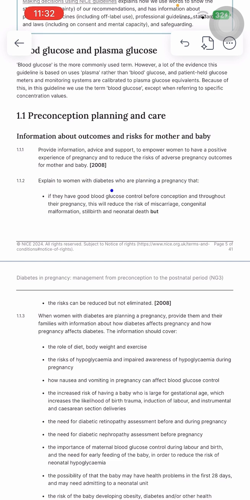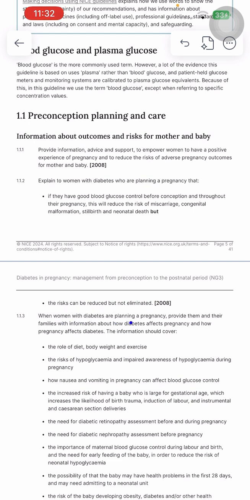Explain to the women with diabetes who are planning a pregnancy that if they have good blood glucose control before conception and throughout their pregnancy, this will reduce the risk of miscarriage, congenital malformation, stillbirth, and neonatal death. But the risk can be reduced but not eliminated.